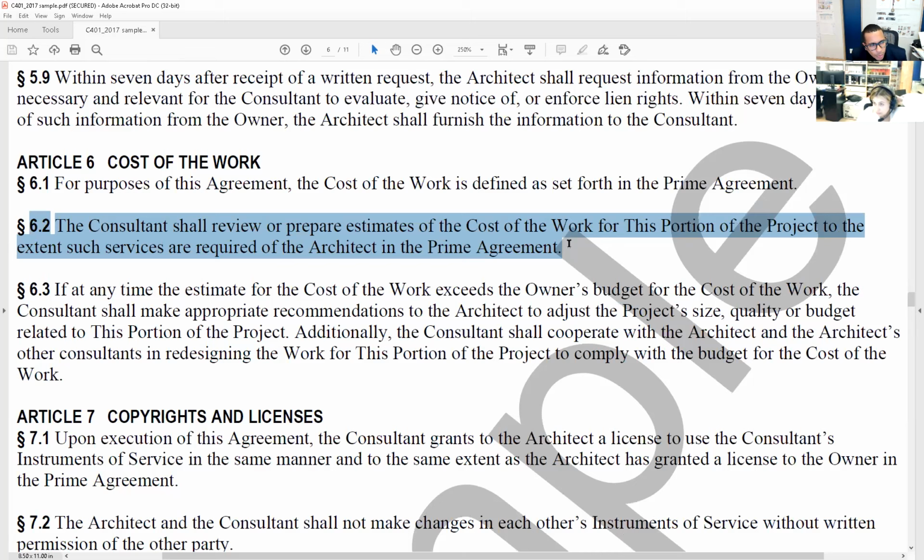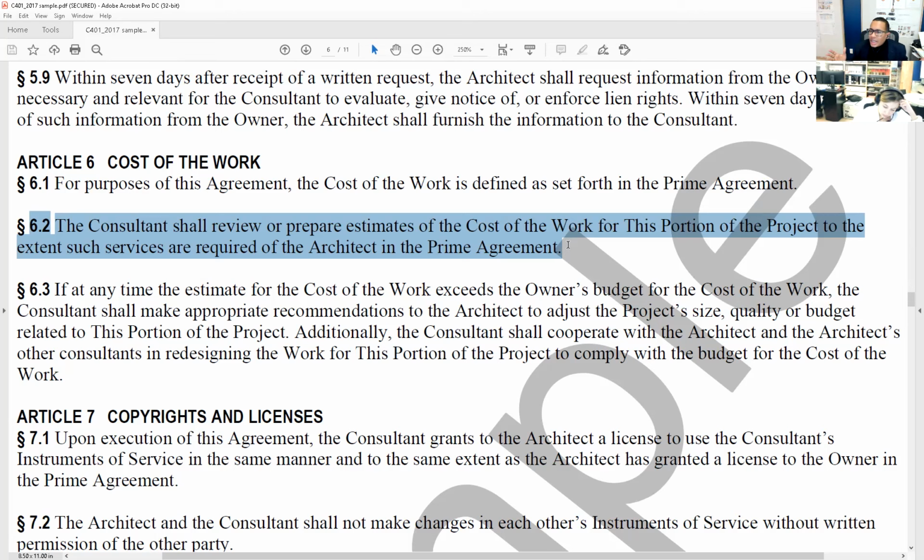The consultant shall review or prepare estimates of the cost of the work for this portion of the project to the extent such services are required for the architect in the prime agreement. We do cost estimates starting at schematic design, and then we update it at the end, and then at the beginning of design development, and again at the end of design development. There are these updates, and I want you to look into them in the handbook of professional practice.